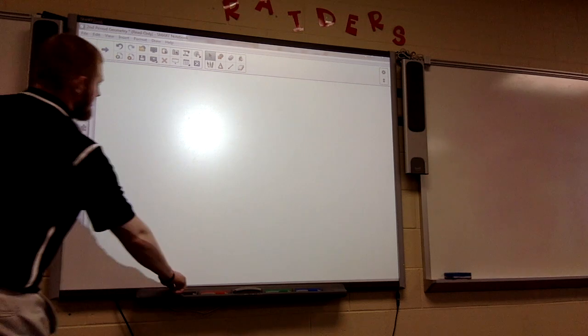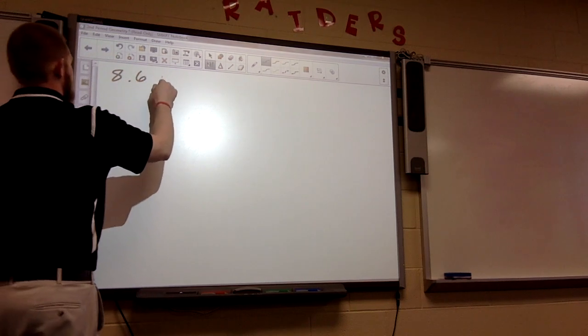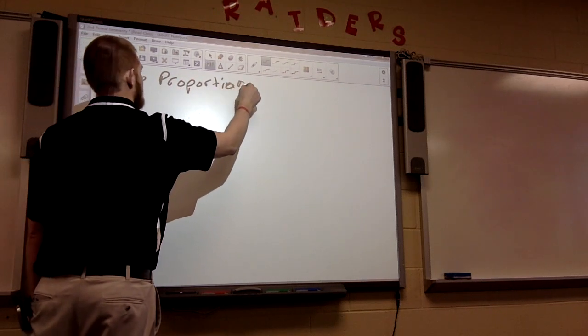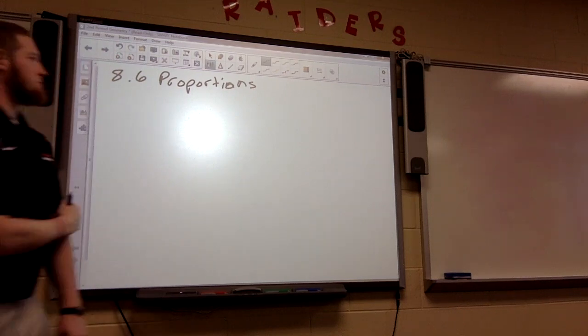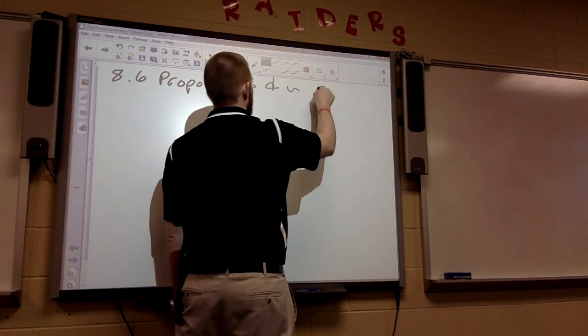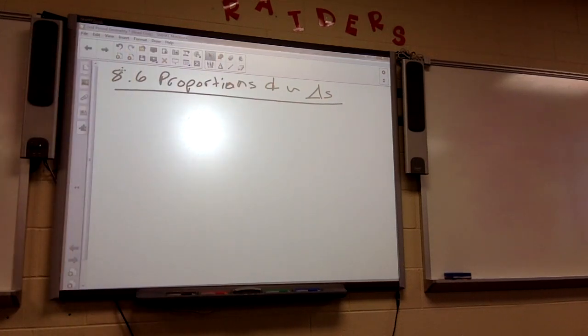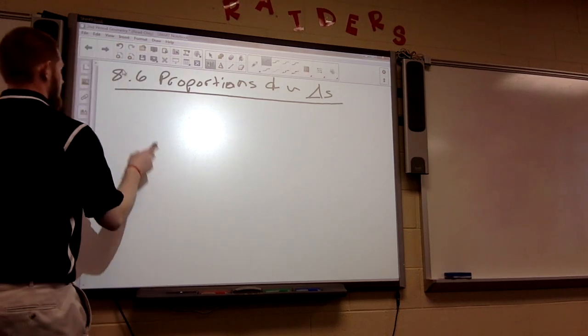Alright, 8.6 is proportions in similar triangles. Okay. Now, we do have 4 new theorems here. I would say 2 of them are easy, and 1 of them is a little bit more difficult, or excuse me, 2 of them are a little bit more difficult. And the first 2 I think you'll breeze through pretty easily. Okay, the first one is called triangle proportionality.